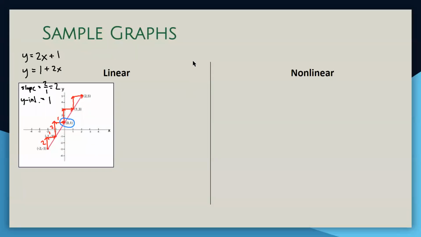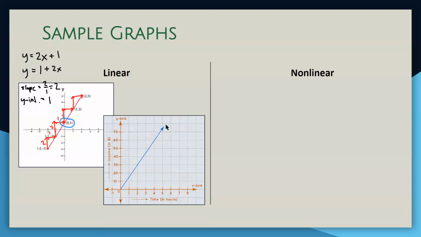Every graph that is linear will have a similar shape. So this one, we can see it has a different slope and it crosses at a different point, but it's still a straight line. Nonlinear is anything that is not a straight line.